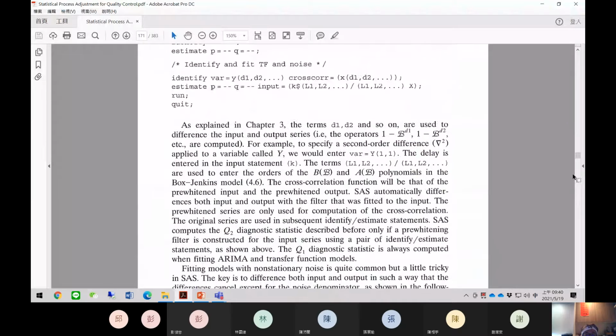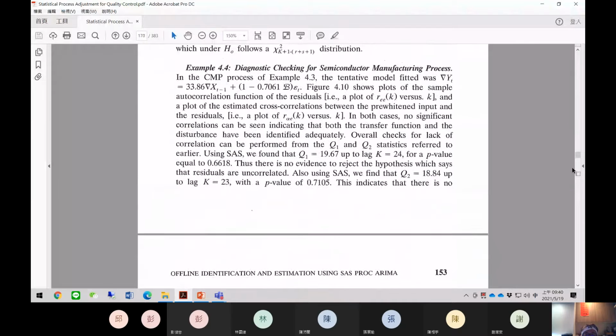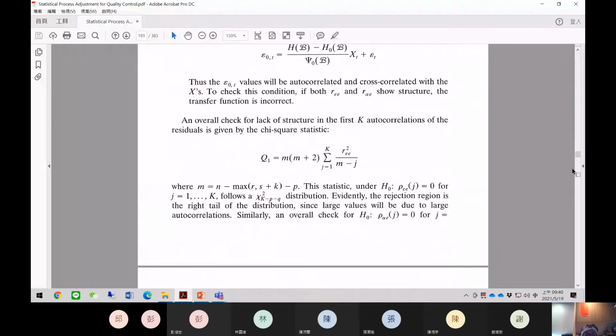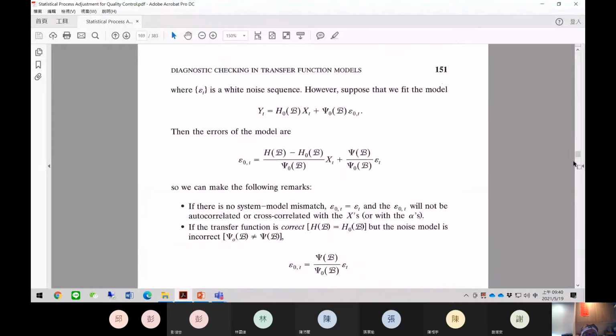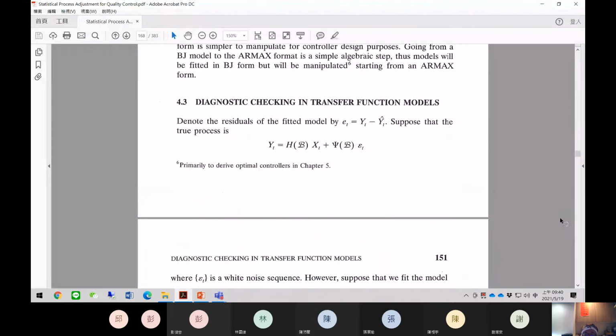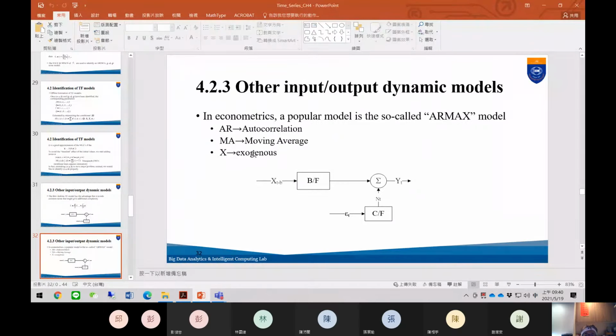For the additive. This is the transfer function. Hold on, I am trying to find the diagnostic checking in 4.2. Okay, back to here. However, this is called exogenous. Typically it is used in, for example, the stock market of Taipei or the stock market of New York. Exogenous, the X_t typically is a factor, such as a political factor.